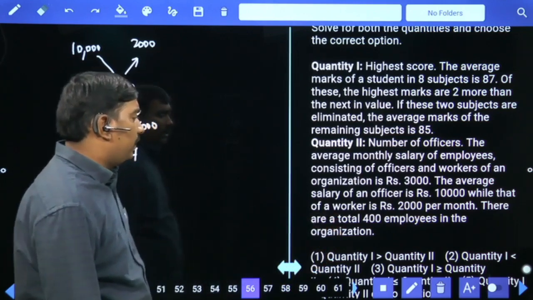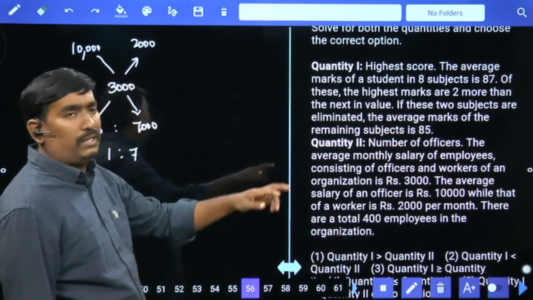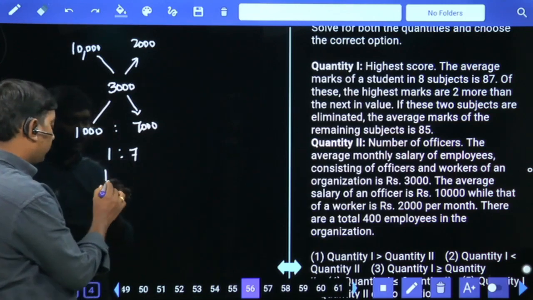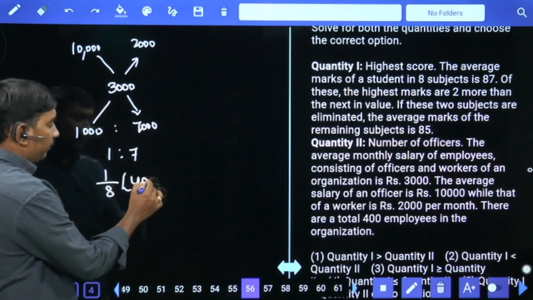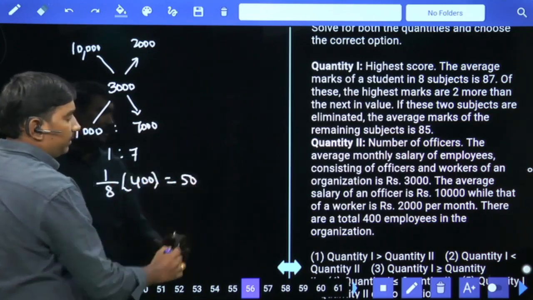There are total 400 employees in the organization. Then the number of officers. Officers are 1 part out of 8 parts. 50 officers, 1 greater than 2.